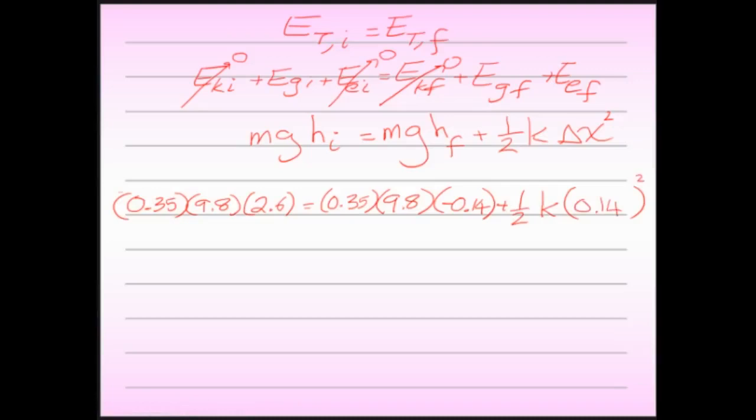All right, let's plug in the numbers. Who can tell me what this whole thing is? The triple product on the left side. Come on. 0.35, 9.8, 2.6. I know this one's got to be negative by default because negative will win. And this will be 8.918. And this one is negative, something much smaller, obviously, because 2.6 is much bigger than 0.14.